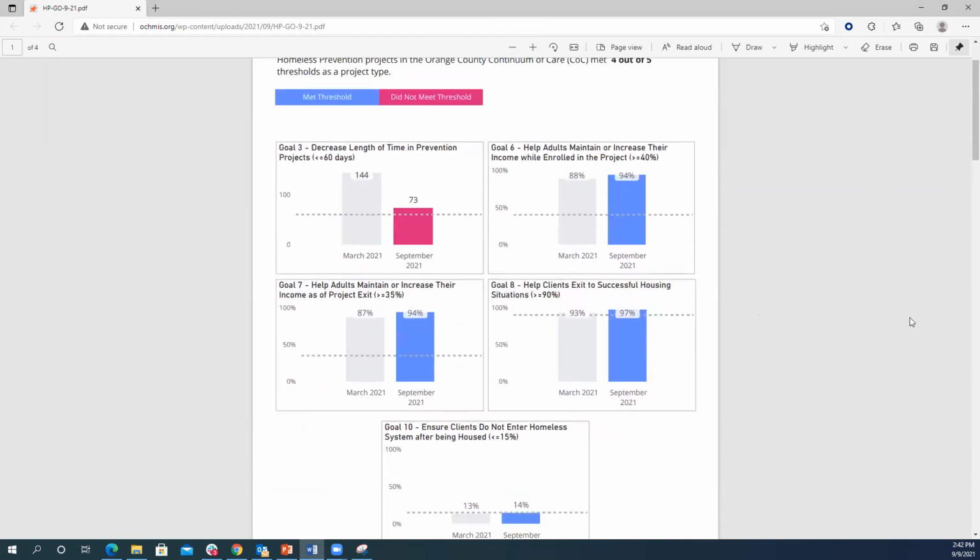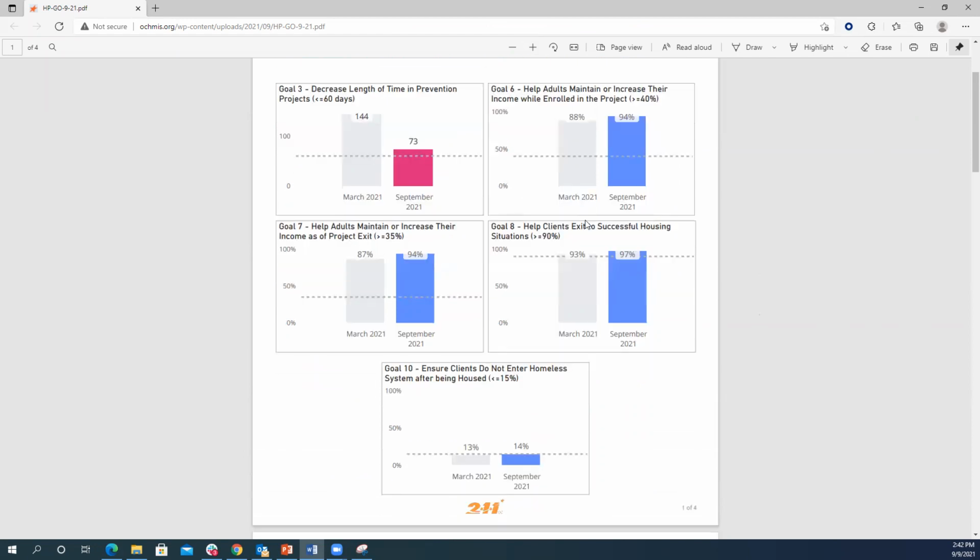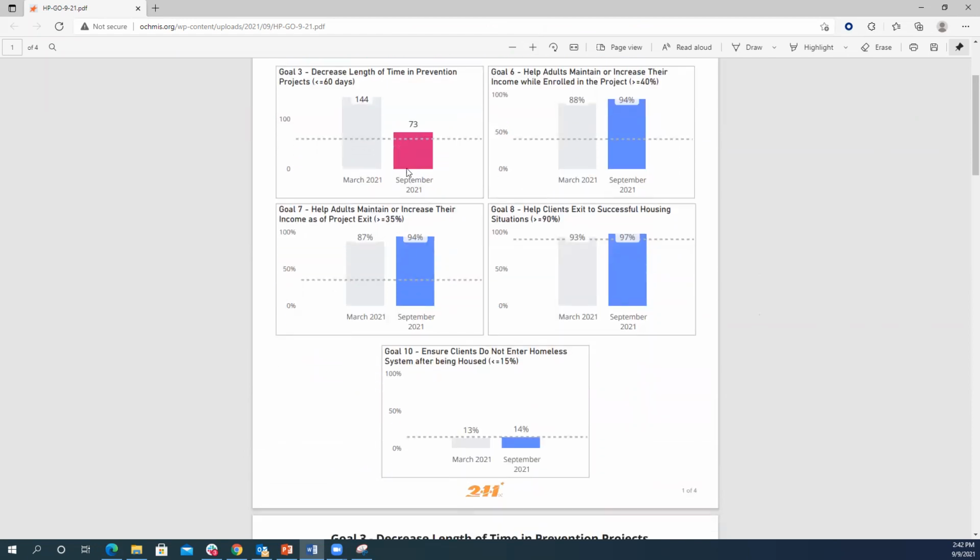So this first page is a breakdown of how prevention projects are performing for each measure and comparing it to the last reporting period. And we last looked at this in March 2021. So you can see for goal 3, we have had a big drop in the length of time that clients are staying in homeless prevention projects, which is great.